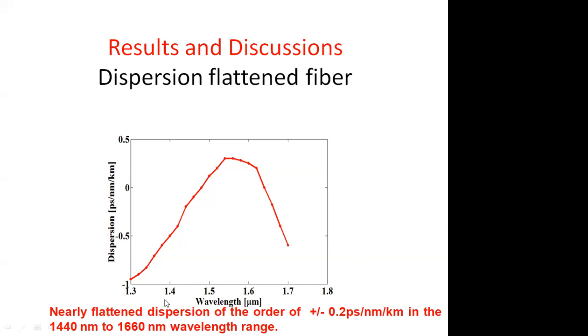If you look at this, from 1.3 to 1.7, how much dispersion is there? Minus 0.5, minus 1.5. From 1.3 to 1.7 wavelength, we have a dispersion of minus 1 to 0.5, which is very negligible. Hope you are following this.